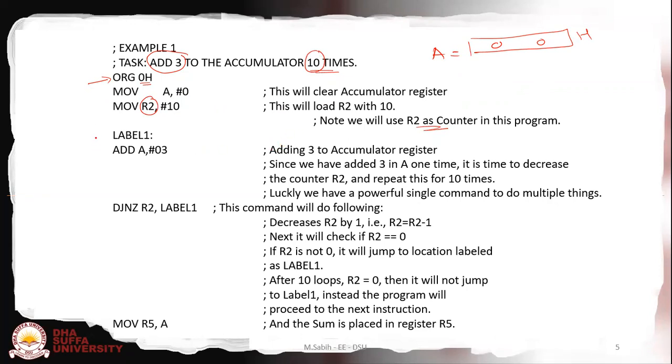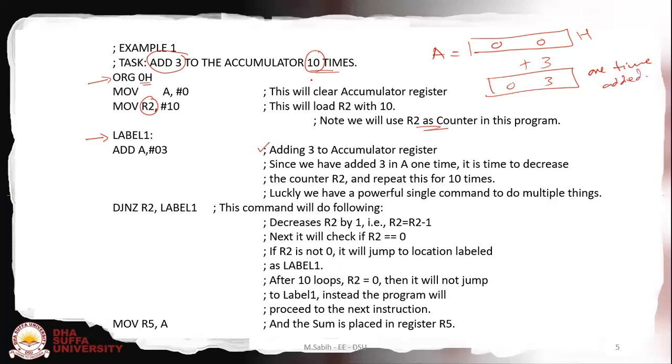Then we give a label to this place, let's say label 1, and here is the instruction: ADD A, #03. This will add 3 to the accumulator, and the answer will be 03 here. One time addition is done. So one time I added.